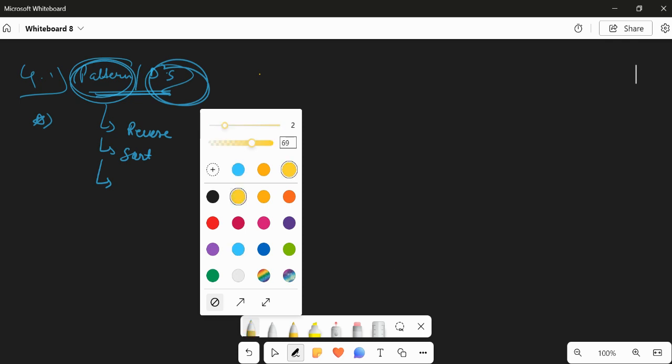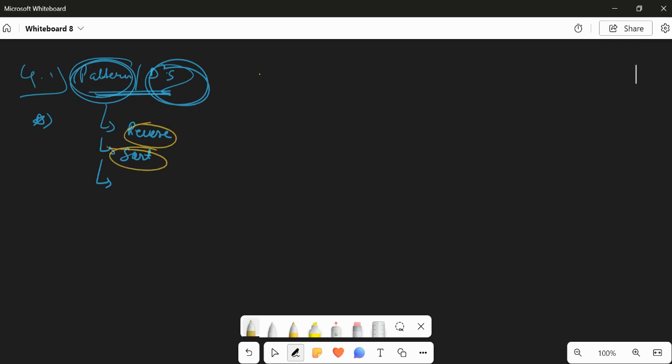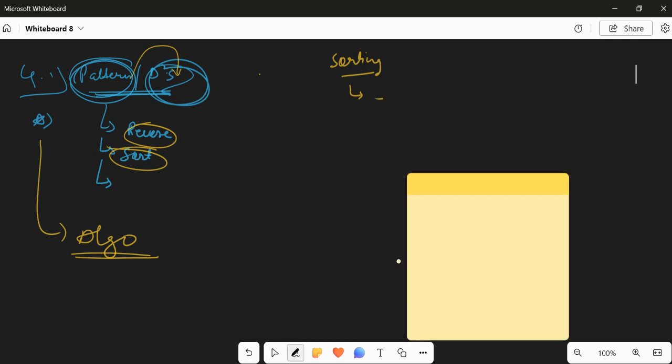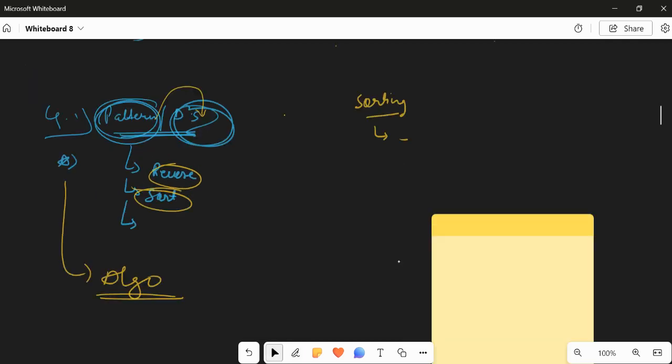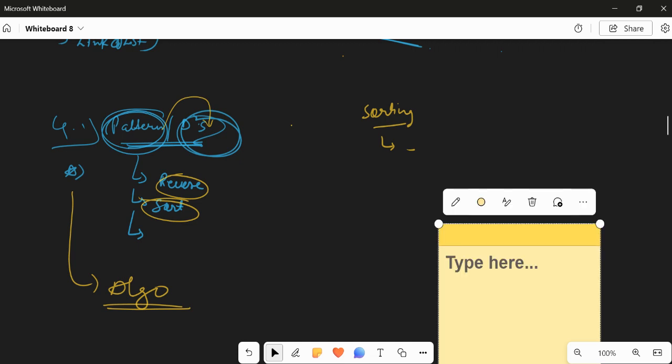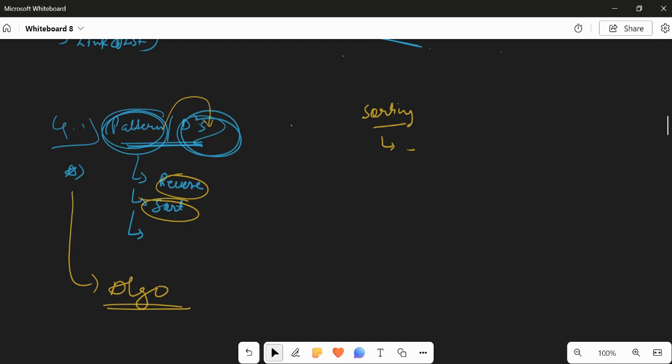If you understand, okay, I need to reverse or I need to sort, then you figure out what data structure is best suited for this pattern. And then you need to find a suitable algorithm for it. Suppose you find out the pattern is sorting, and for sorting I can use stacks also. So I think, okay, I sort this through a stack. So you find out the data structure is going to be a stack.